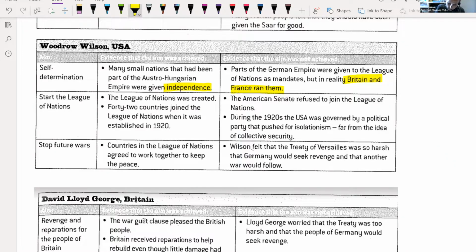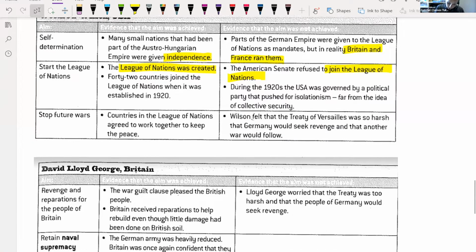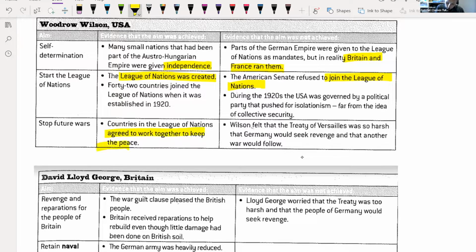So he did get the League of Nations. Ironically, though, America doesn't join it. So that's what he doesn't get here. They did agree together to work to keep the peace, although that doesn't happen. There are still a lot of wars that go on in the 1920s. Wilson felt that the Treaty of Versailles was so harsh that Germany would seek revenge and another war would follow, which, as we've said, is exactly what happens.